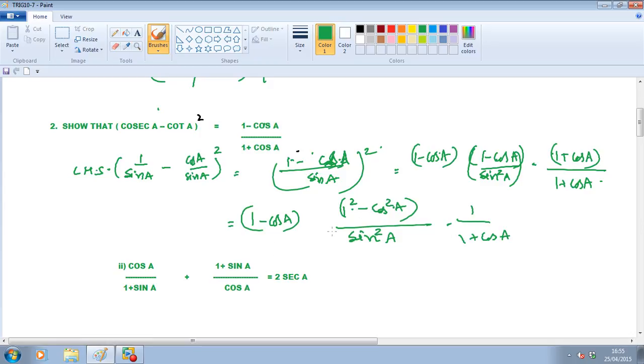So these two will get cancelled. 1 minus cos square is equal to sin square. You can write one more step, these two will get cancelled. So we have proved it is equal to 1 minus cos A divided by 1 plus cos A. Here you can write in brackets: 1 minus cos square A is equal to sin square A, or sin square A plus cos square A is equal to 1.